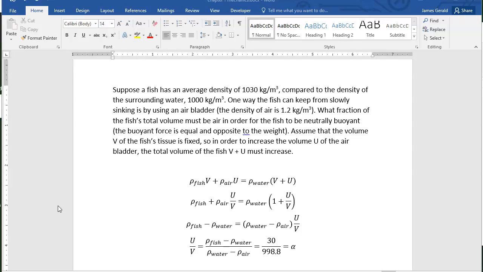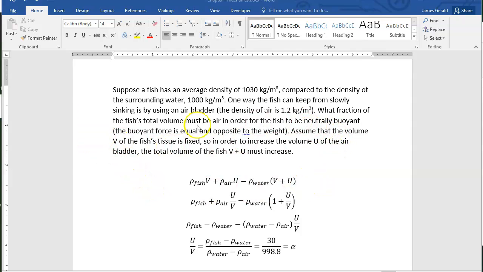And this happens when the density of the fish times its volume, which is a fish mass, plus the density of the air times the air volume, which is really just the total mass of the fish, right? You can become neutrally buoyant when your total mass equals the density of water times your total volume. All right, and so all we're after is this relationship, rho fish V plus rho air U equals rho water times V plus U.